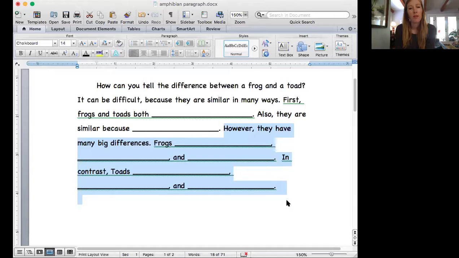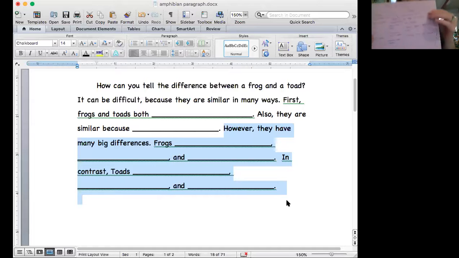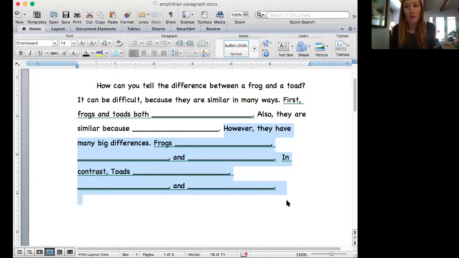When you're done with that, you're writing 3 things that make frogs different. So that would be under frogs on your Venn diagram. And then you'll write 3 things about how toads are different. So again, use your Venn diagrams to help you. Also, you may notice I have commas. When you make a list of things, you need to separate each item with a comma. So frogs, blank, comma, and blank, period. Okay. In contrast, toads, blank, comma, and blank, period. So don't forget those commas to separate your list of things.